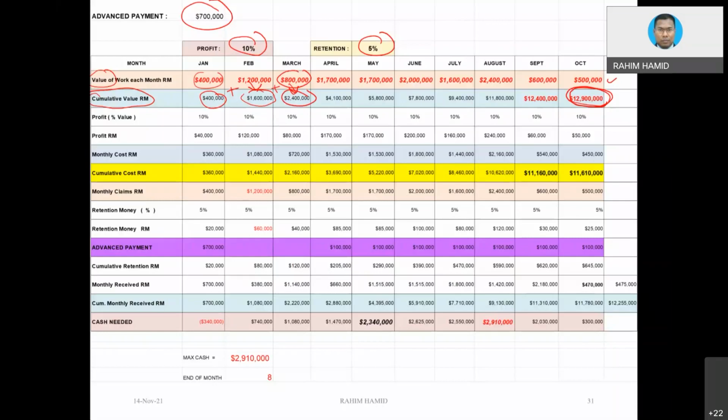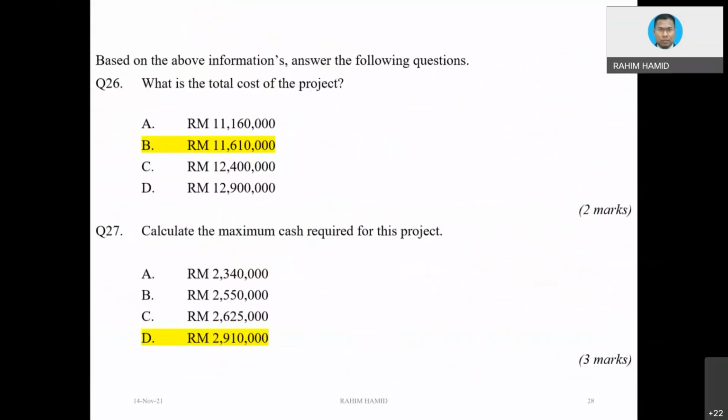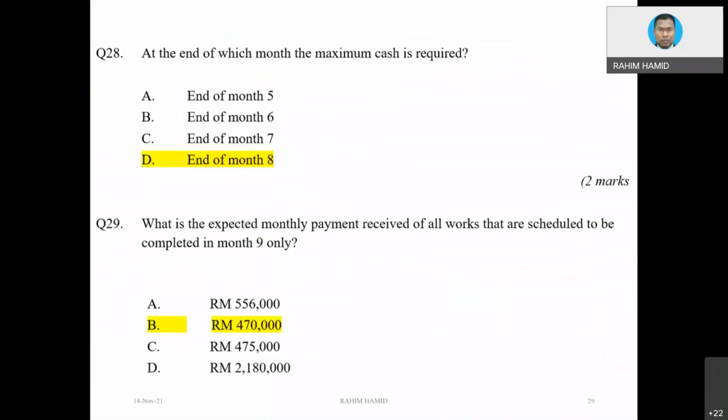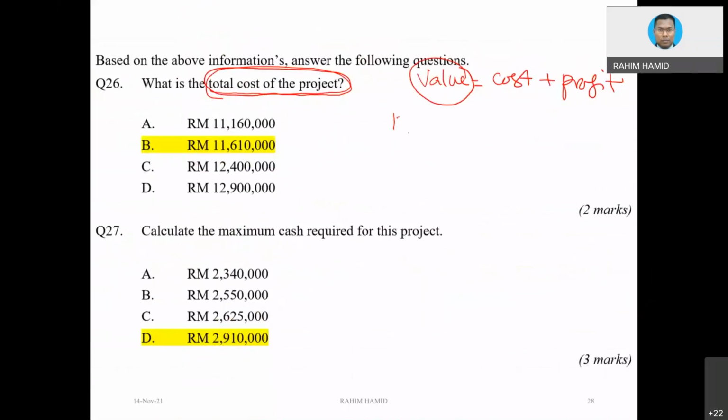12,900. Okay, let's take a look at the question. The first question asks, what is the total cost of the project? This is a bonus question. Remember, value equal cost plus profit. You already know the value of the project from the second column there, the second row, 12,900. That is basically the value, but the question asks for the cost. The cost should be less than the value. So how to get the cost?